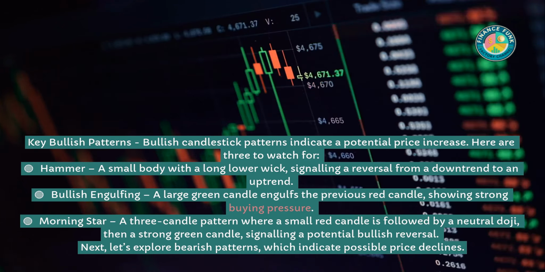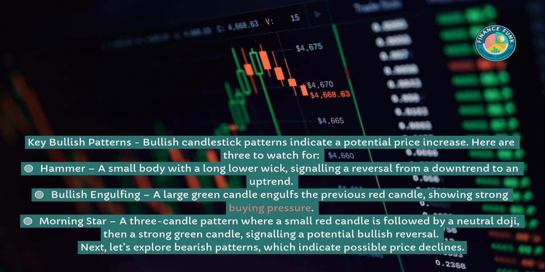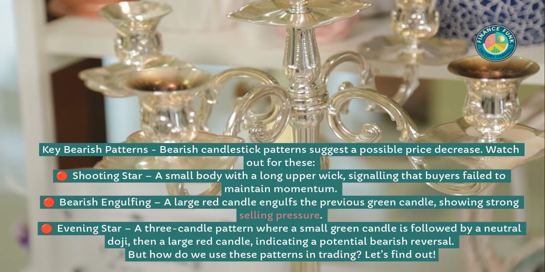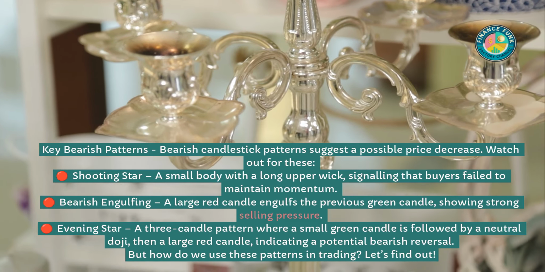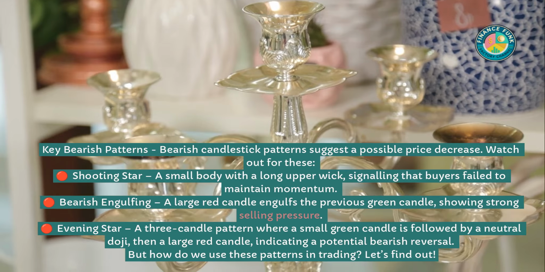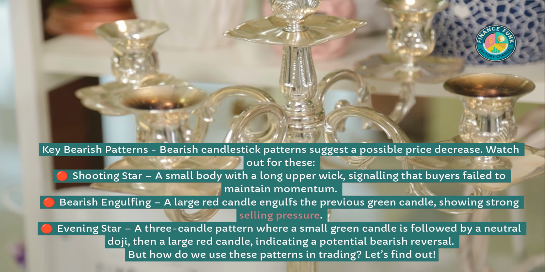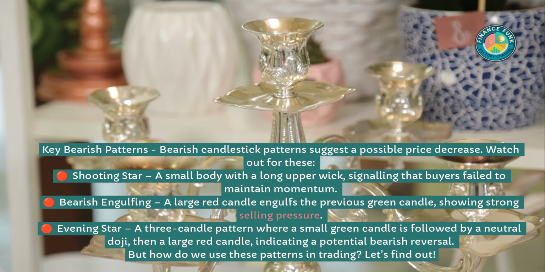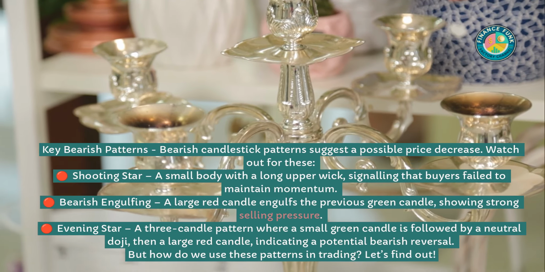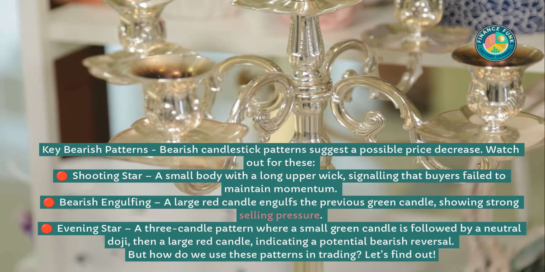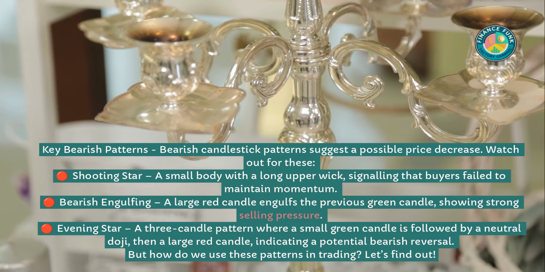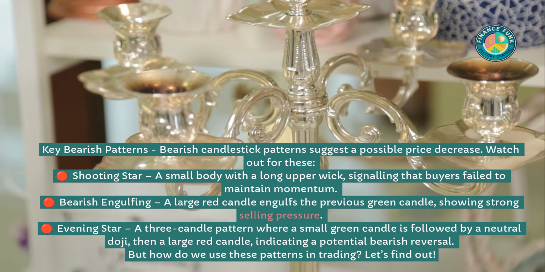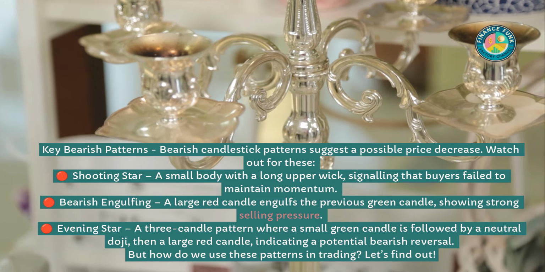Next, let's explore bearish patterns, which indicate possible price declines. Key bearish patterns. Bearish candlestick patterns suggest a possible price decrease. Watch out for these. Shooting star, a small body with a long upper wick, signaling that buyers failed to maintain momentum. Bearish engulfing, a large red candle engulfs the previous green candle, showing strong selling pressure. Evening star, a three-candle pattern where a small green candle is followed by a neutral doji, then a large red candle, indicating a potential bearish reversal.